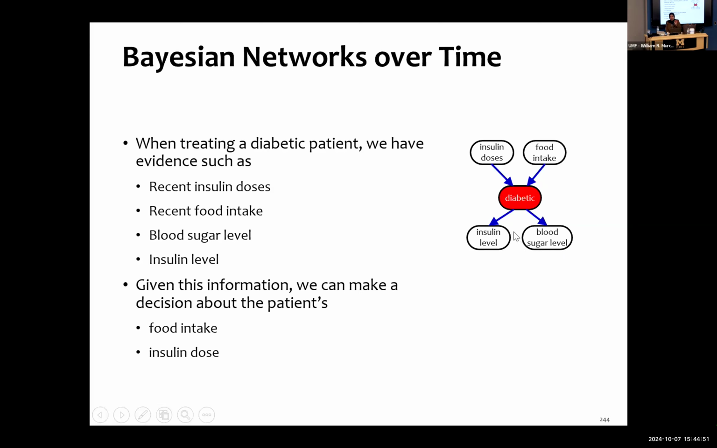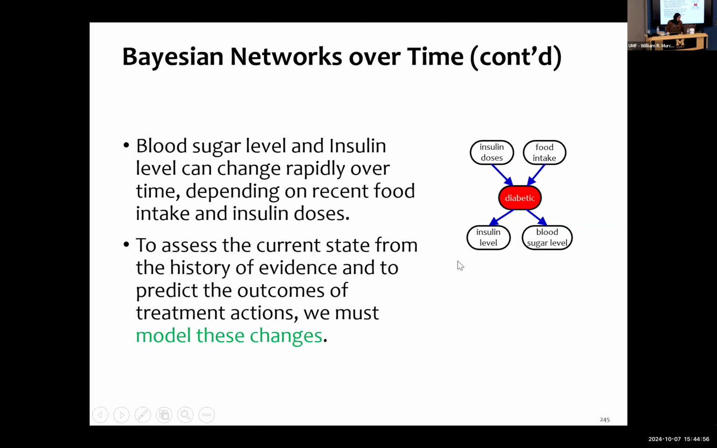However, each time step T, it could have a specific value. The blood sugar level and the insulin level can change rapidly over time depending on recent food intake and insulin doses. This is what we just said. And to assess the current state from the history of evidence and to predict the outcomes of treatment actions, we must model these changes, which means that we must take into consideration these, let me call them intermediate steps, or the set of possibilities for each random variable.